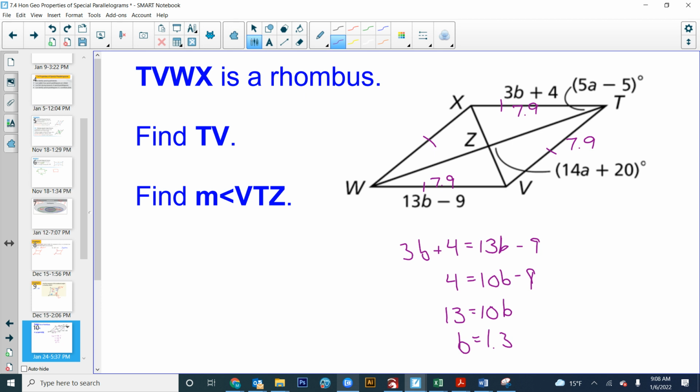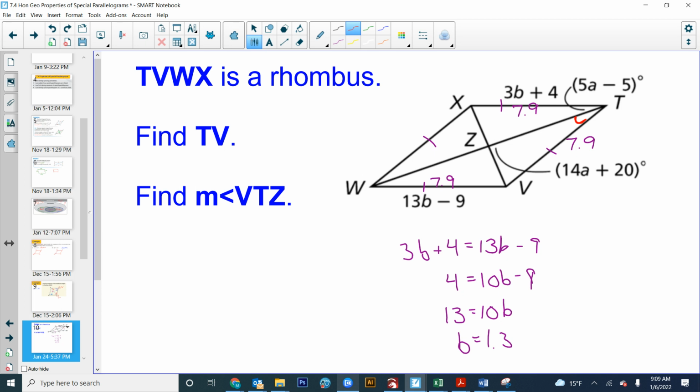Now the tricky one, the angles. They're asking us for VTZ. That's this angle right here. And don't say 5a minus 5. That's the expression; we want an actual angle measure. Man, I don't know any other angles in the picture. Or do I?